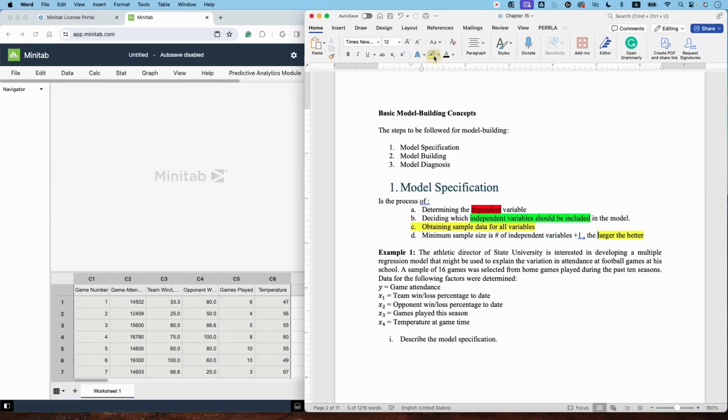This is important. So we're going to solve one example across the board. We're going to do all of these steps, model specification, model building, and model diagnosis, for just one example, as we did in chapter 14. So what do we have right now?